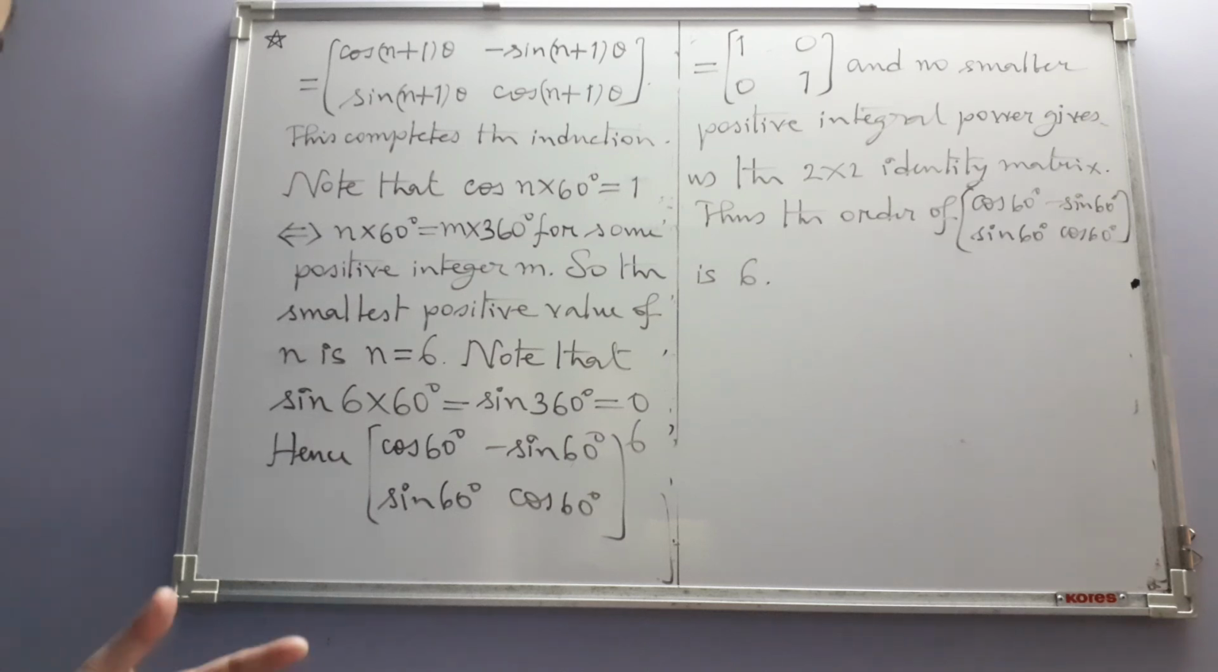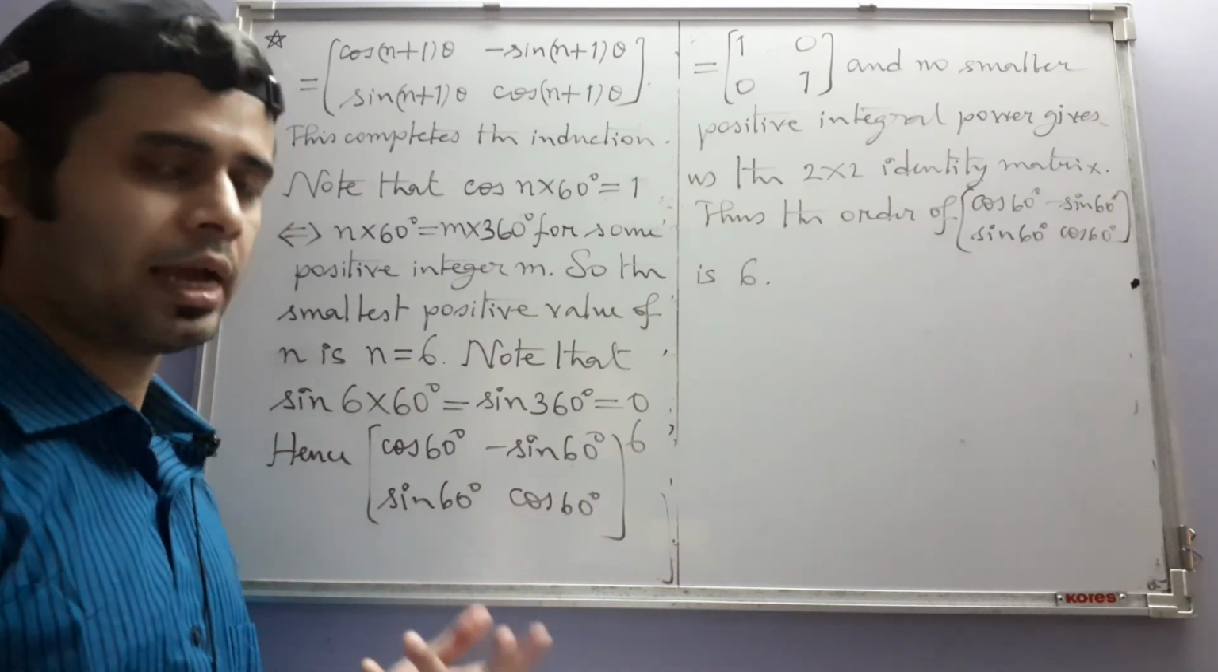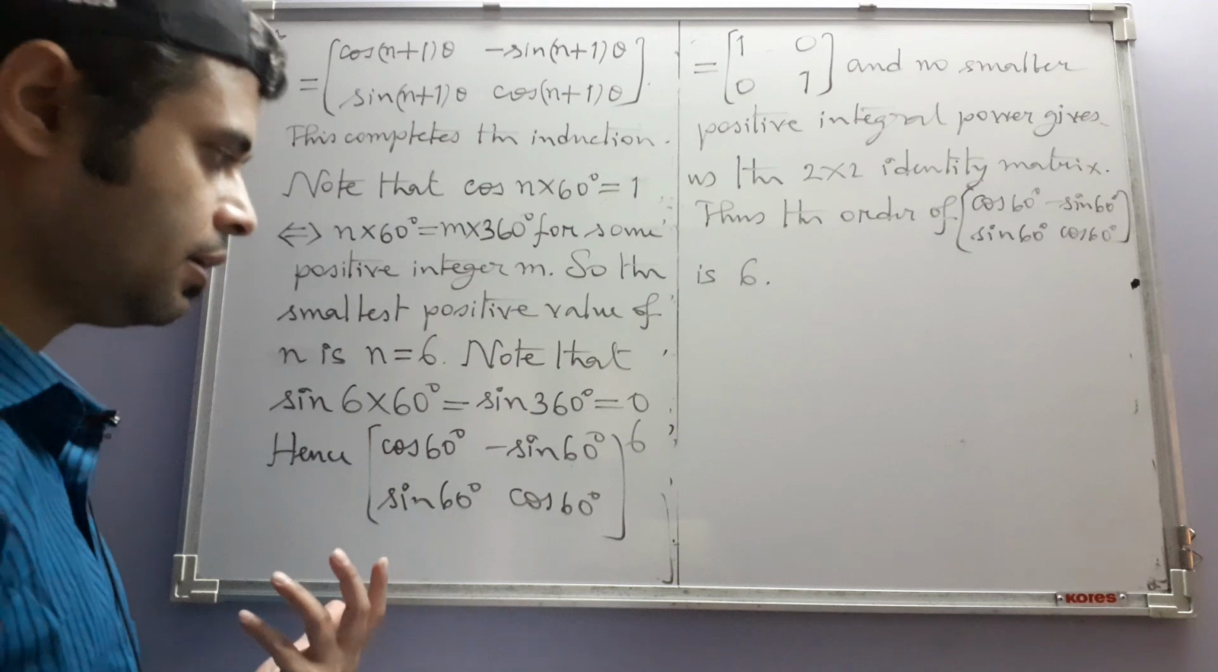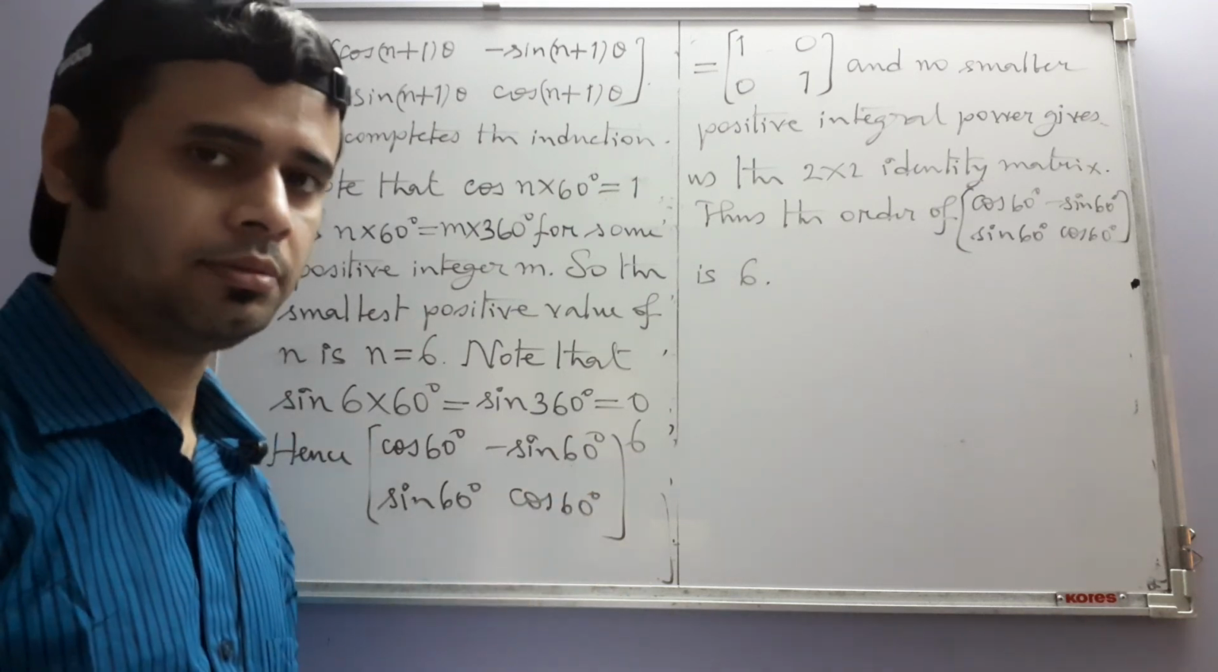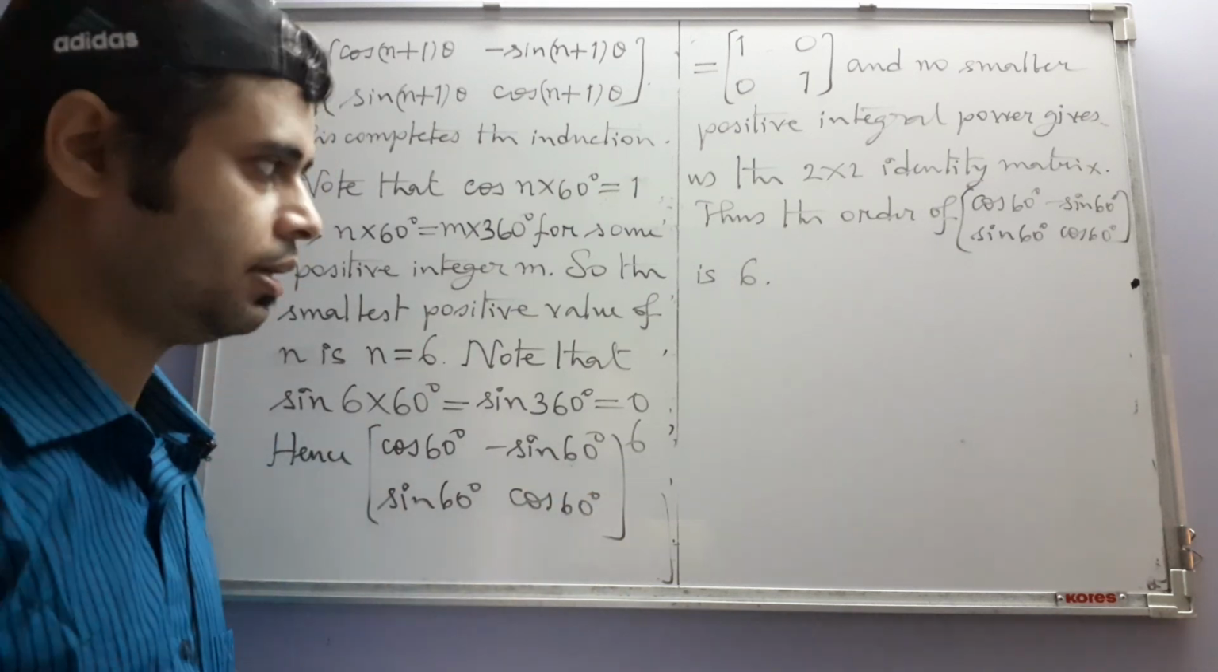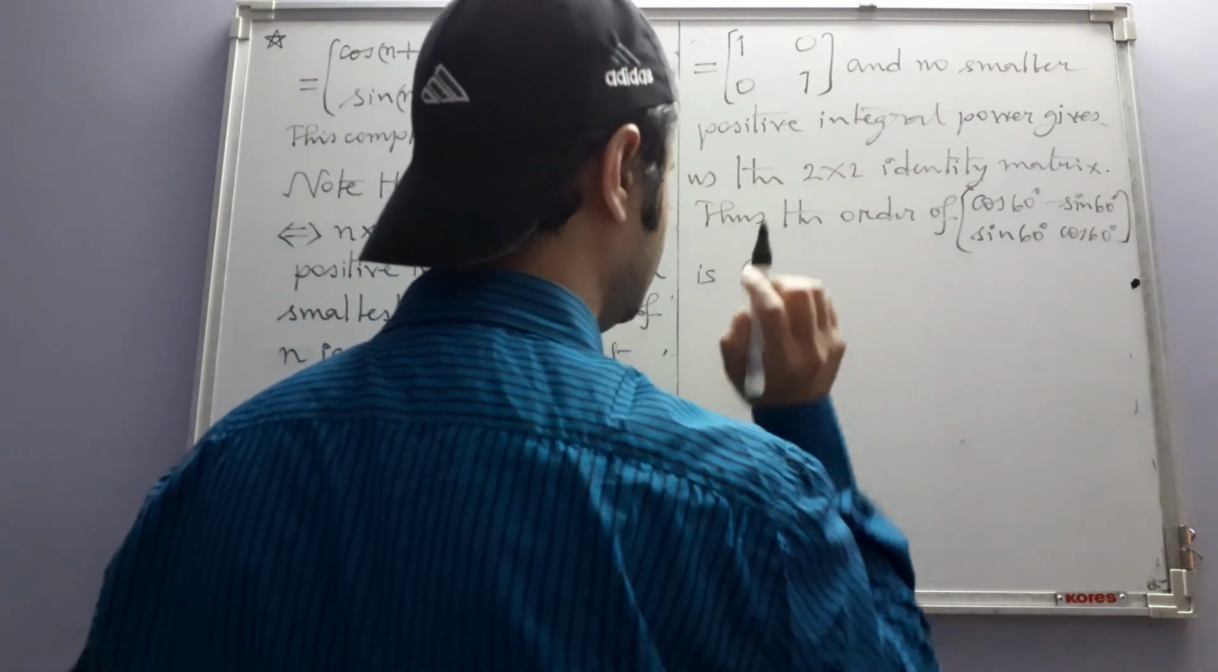And using this technique, I want you to show that the order of the other matrix where we have root 2 degree is actually infinite. There we are never going to get the identity matrix for any positive integer n. That part I leave to you.